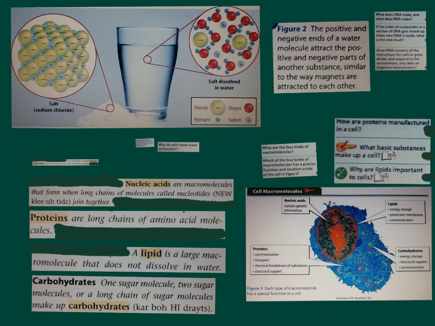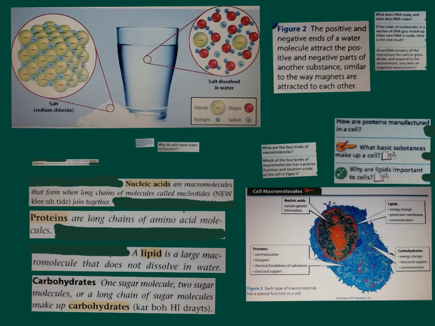Sodium chloride is held together by ionic bonds. When dissolved in water, sodium chloride separates into positive sodium ions and negative chloride ions. Ions, of course, are atoms that have gained or lost one or more electrons and acquire an electric charge.